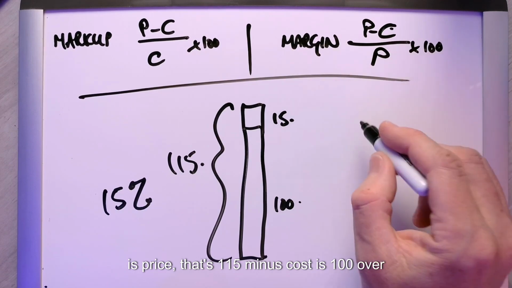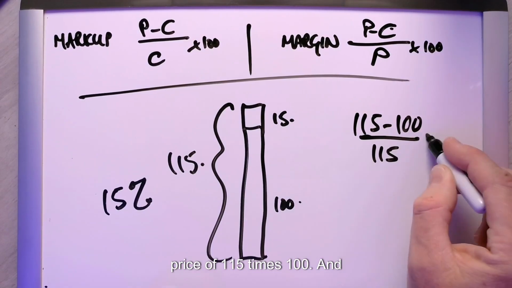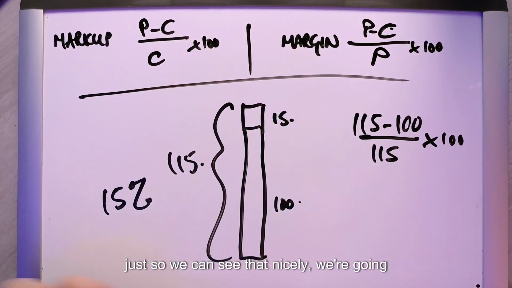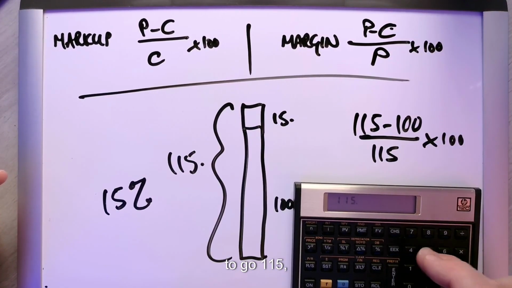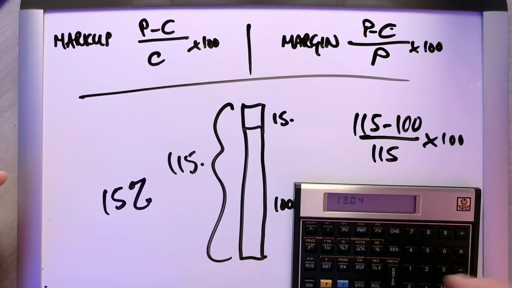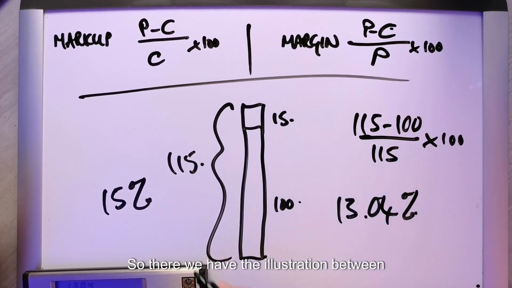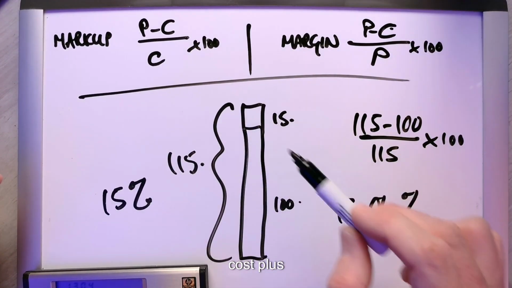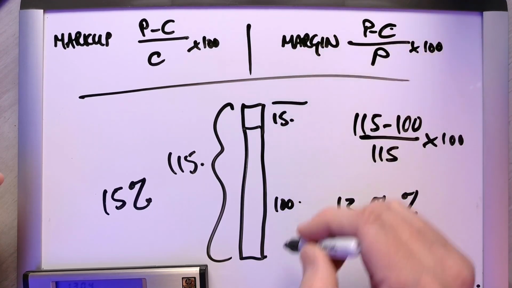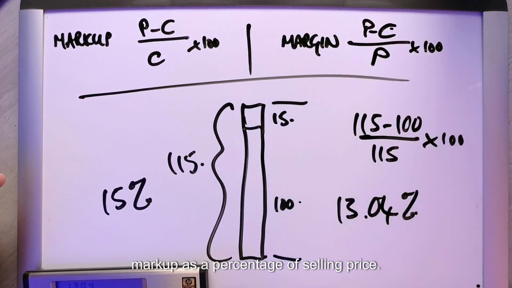Margin is price, that's 115 minus cost is 100 over price of 115 times 100. And just so we can see that nicely, we're going to go 115, 100 minus is 15, 115 divide, and 100 times, 13.04%. So there we have the illustration between cost plus and then margin, markup as a percentage of selling price.